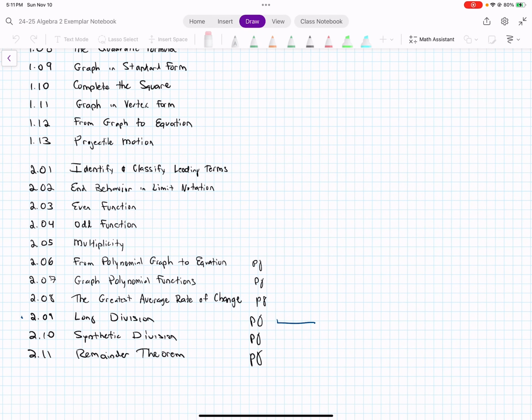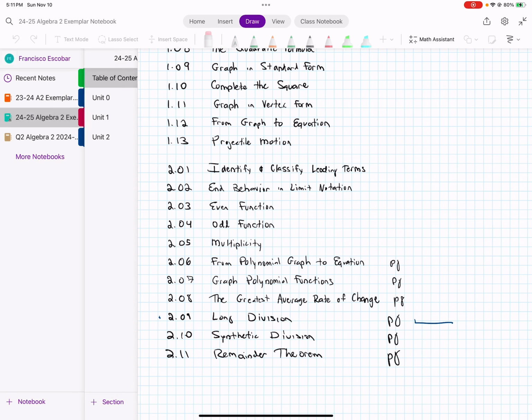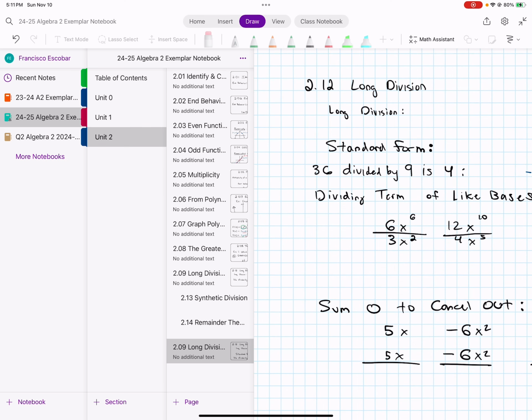I just want to remind you to take out your table of contents and make sure you write in today's lesson, long division, as well as the following days, which will be synthetic and remainder theorem. Make sure you also write your page numbers so you have that identified. And now into the notes.